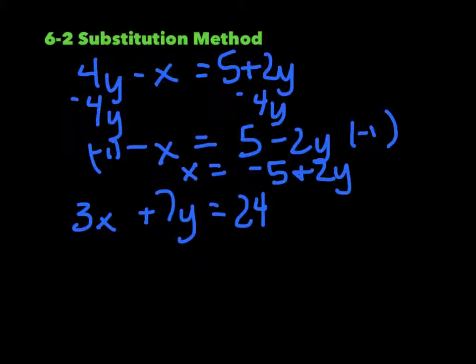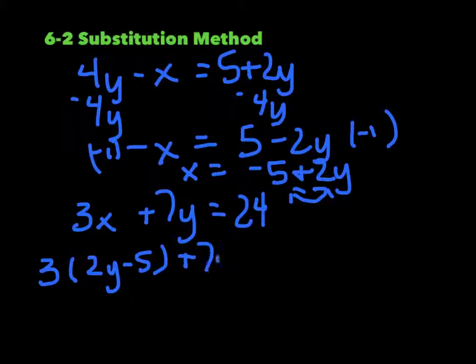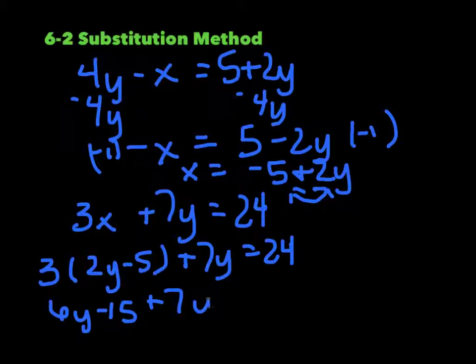So then I'm going to plug that in on my second equation down below. So I'm going to take 3 times my x. I'm going to flip the order here. So I'm going to do 3 times 2y minus 5 plus 7y is equal to 24. Then I need to distribute. That would be 6y minus 15 plus 7y is equal to 24.